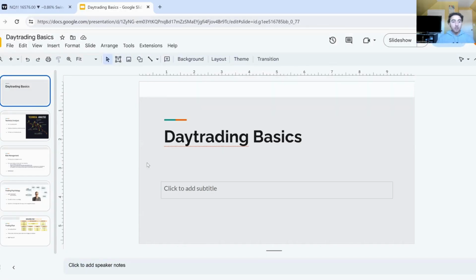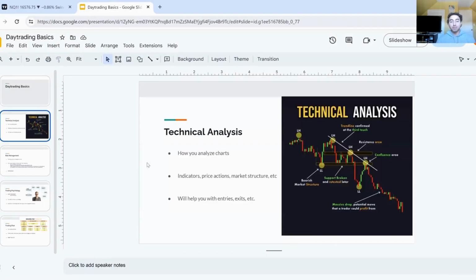So, day trading basics, as I said before. The first day trading basic: there are three things that you're going to need, and we'll be going over all of them today. Again, a general overview, and then more in depth later on. Technical analysis is one of those things. Technical analysis, as the name says, is pretty much analyzing the charts. It's going to be a bunch of stuff such as indicators, price action, market structure, whatever it might be. Those things may not mean anything to you right now, but it's okay. I will go over them again in depth later on.